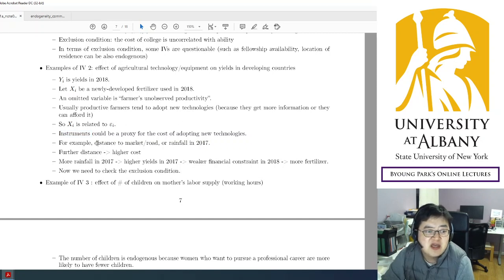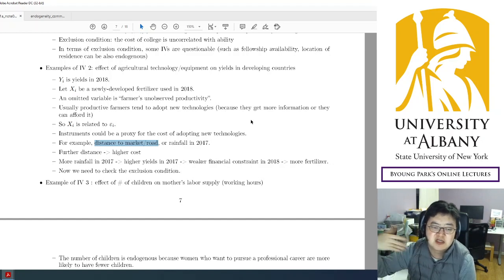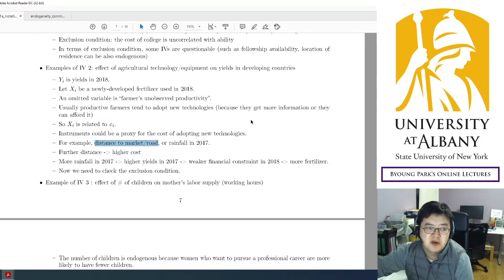So what I used at that time was distance to market or road. It's a less developed country, maybe the poorest country in the world. So you need to walk like 1 kilometer or 2 kilometers, more than a mile, to go to a paved road. So bringing fertilizer from the market is quite difficult.